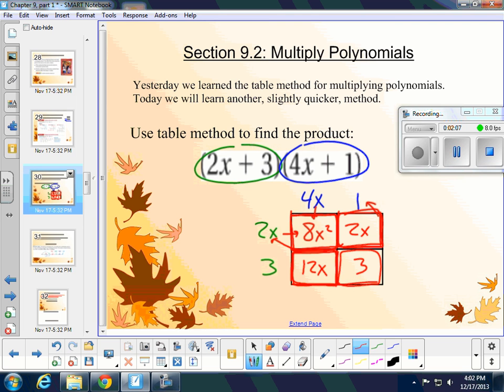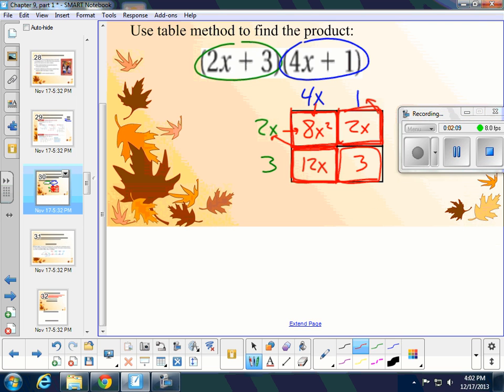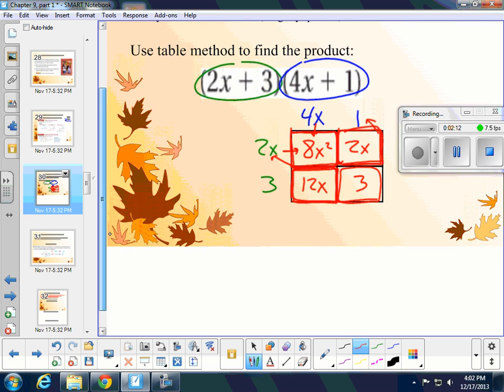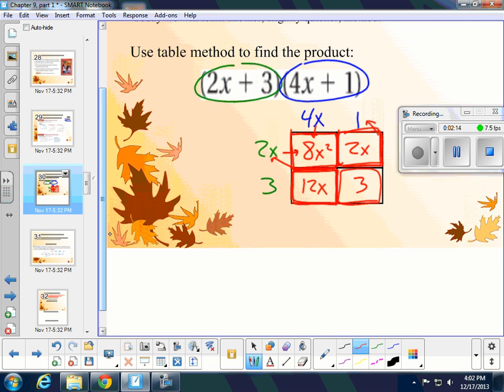Once the table method has ensured that I multiply all the terms together that I need to, now I just collect like terms like you would when adding or subtracting, and have my simplified answer, my simplified product. I'm going to write the one with the highest degree here first, which is 8x squared. So that's going to lead off in my polynomial here. Then I've got 12x and 2x. They're both positive, so I'm going to add those together. 12x plus 2x gives me 14x, combining those like terms. And then I've got my plus 3 here at the end.